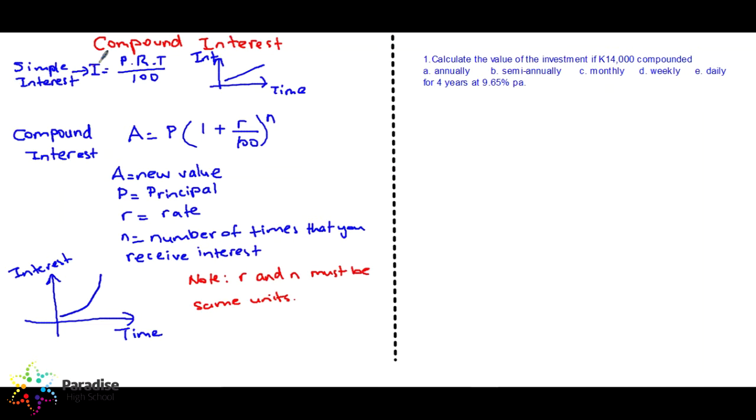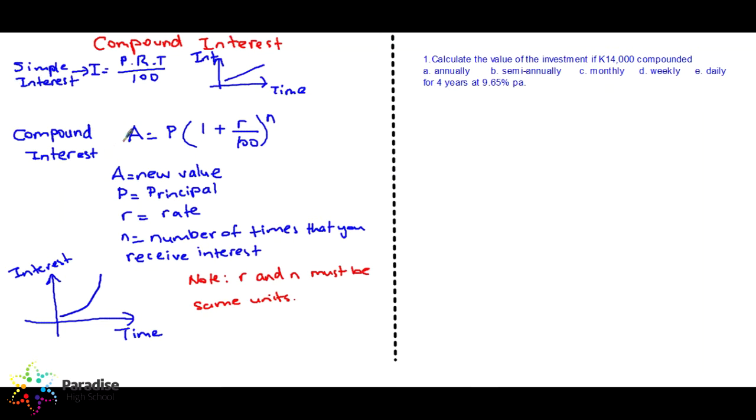In simple interest, you remember the formula. We calculate the amount of interest as equal to principal times rate times the time period, divided by 100. And in simple interest, whatever the P is, the amount of interest doesn't change by time. Therefore, when we draw the graph of the correlation between time and the amount of interest, it doesn't change. Therefore, the graph is a straight line.